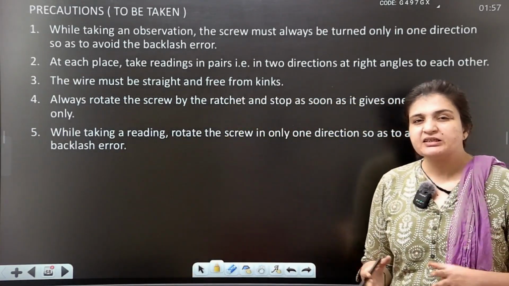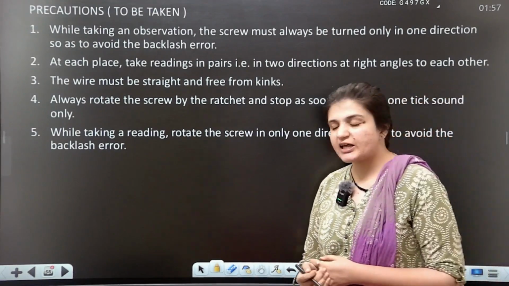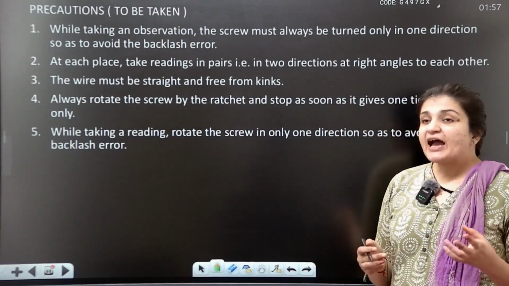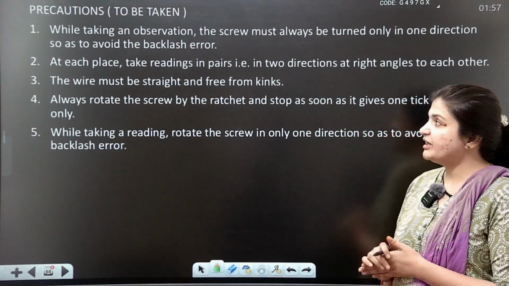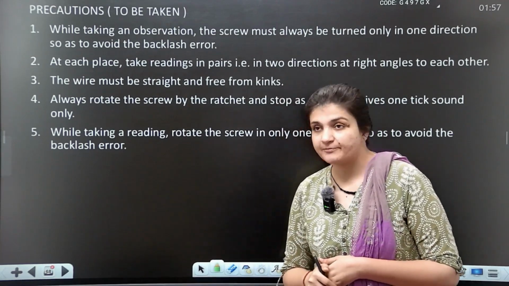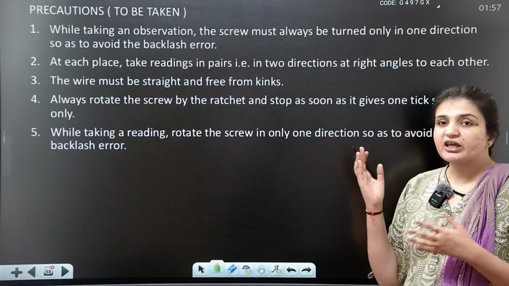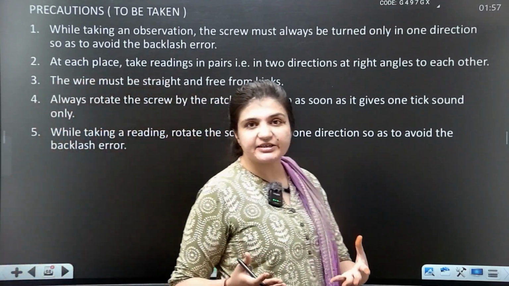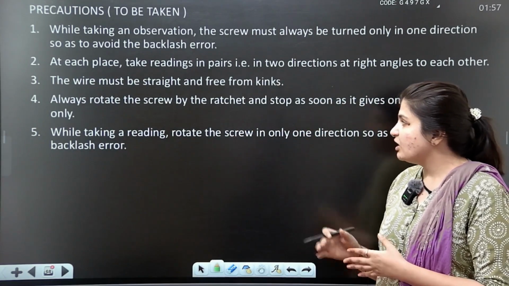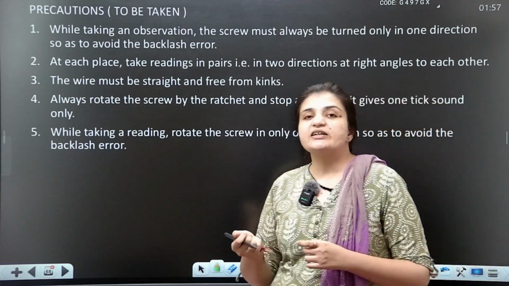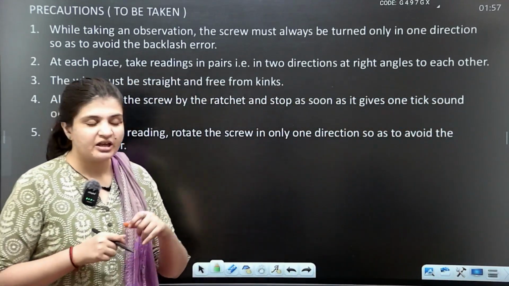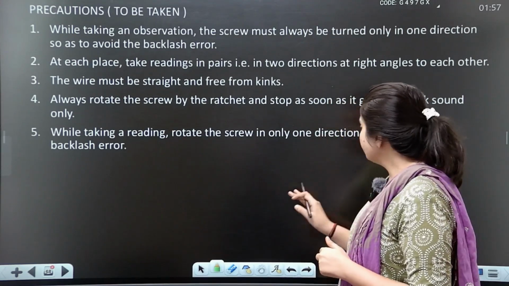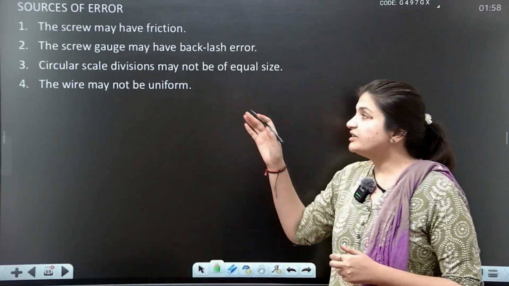While measuring, again we have to take certain precautions. What are these precautions? While taking an observation, the screw must be turned and tightly placed. We take readings in pairs; we have to take multiple readings, it cannot be only one reading. Then the wire must be straight. Always rotate the screw in one direction, else there can be a backlash error when we rotate forward and then backward. Rotate the screw in one direction only. So what are the sources of error here also?